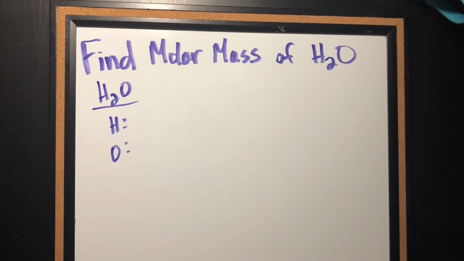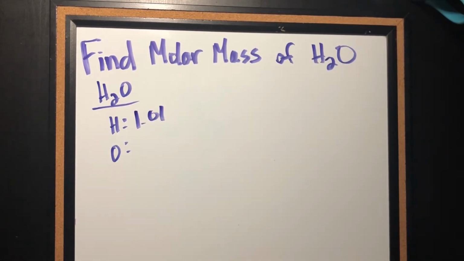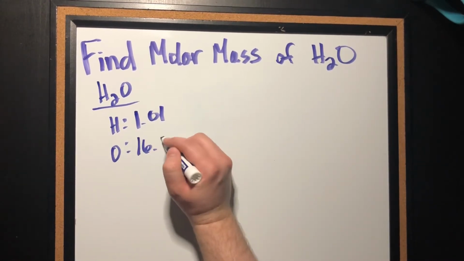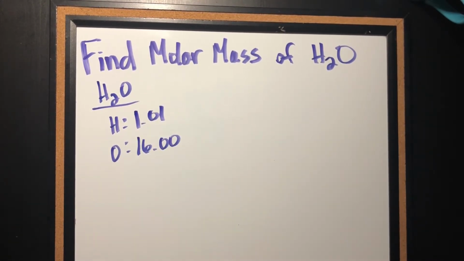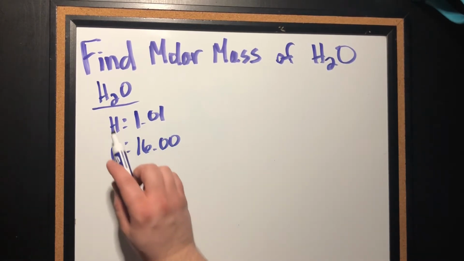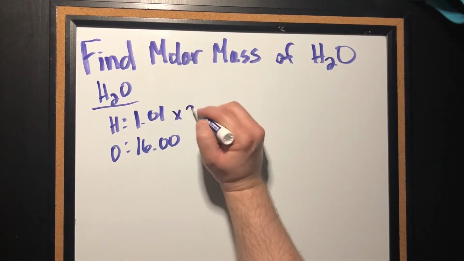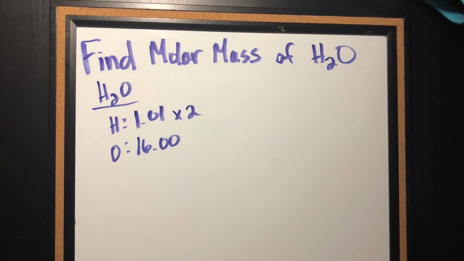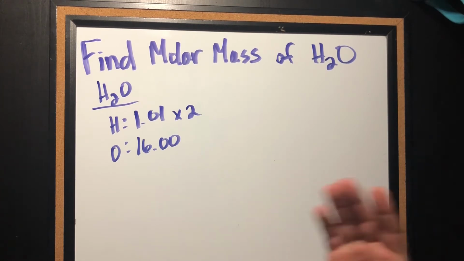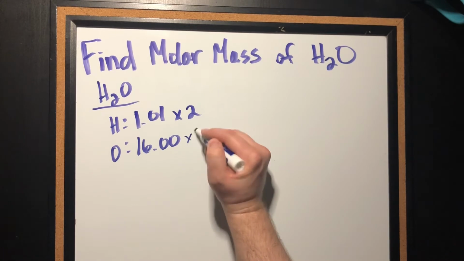If we look at the periodic table, the atomic mass of hydrogen is 1.01. The atomic mass of oxygen is 16.00. Since I have two hydrogen atoms, I want to multiply by 2 because I have 2 atoms. So there's 2 amounts of the molar mass. For oxygen, there's only 1.